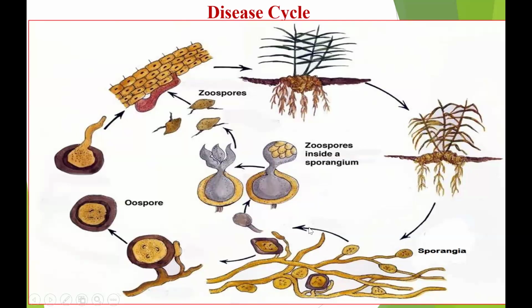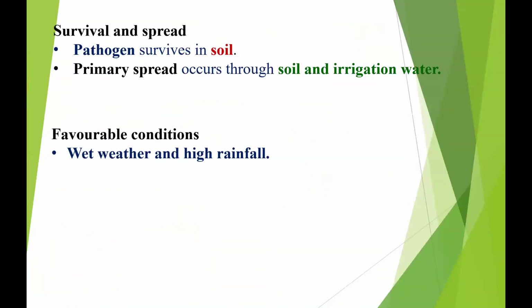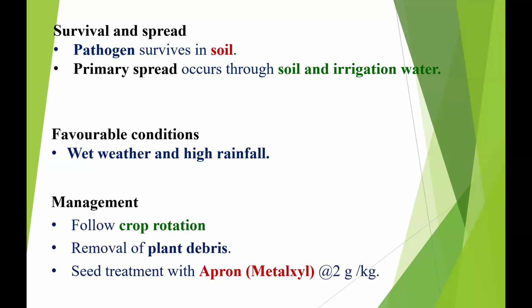These are the sporangia which we saw right now, and they germinate and produce zoospores. Inside a sporangium, zoospores can also be produced. If favorable condition is there, then only oospores are produced, and these zoospores can cause infection in the wheat crop. Survival and spread is through soil and irrigated water. The pathogen survives in soil, and wet weather with high rainfall is favorable. Management is crop rotation, removal of plant debris, and seed treatment with Apron.